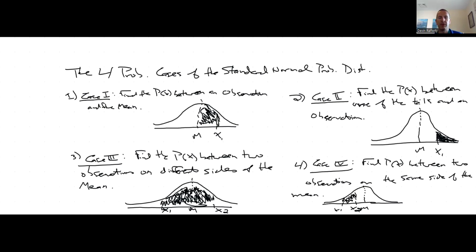So in other words, we have to find the area between two observations, x1, x2. They're both on the same side of the mean. And we want to find that area.